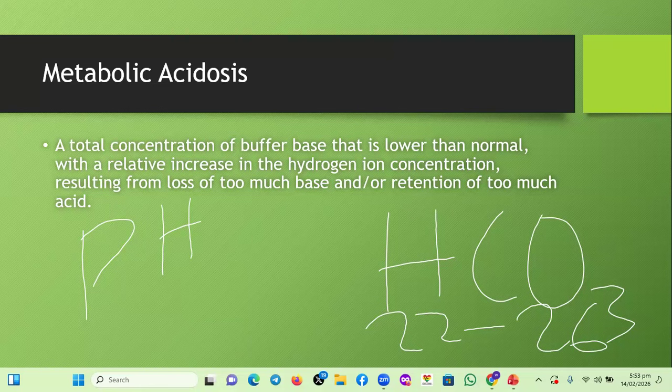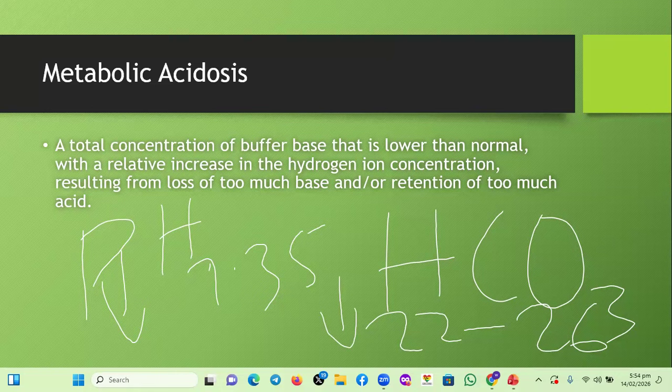And so we know that if something is acidic in nature, in terms of pH it will be low, right? It has to be less than 7.35, okay, for the system to be termed as being acidic. Then in terms of the bicarbonate, it has the same trend as pH. It has to also be less than 22 for us to say the system is metabolic acidosis in nature.